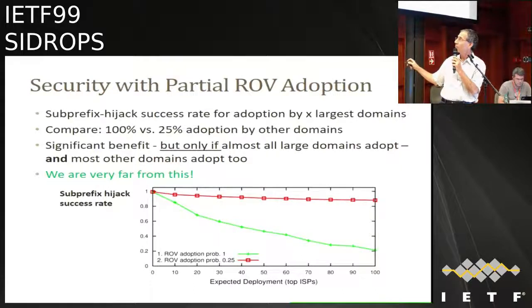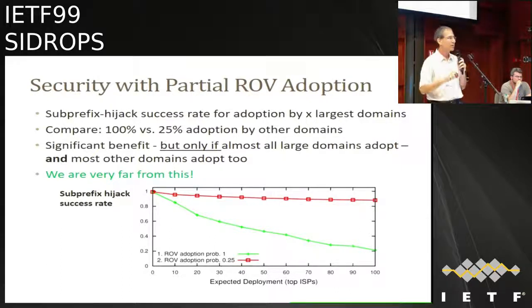And only if most or all of them are adopting do we get to something like 20-something percent, which is the best that RPKI can get to, okay? But again, if the top 100 are not adopting, the fact that all the rest of the internet is adopting does not help us. Remember, we are not anywhere close to this.